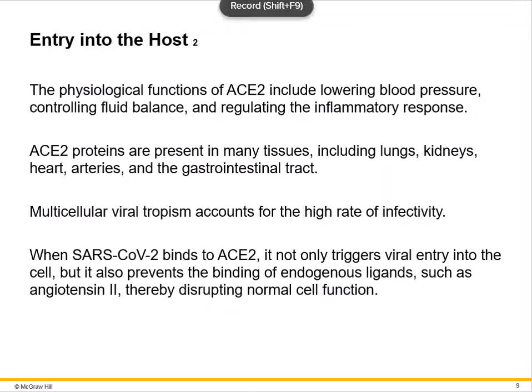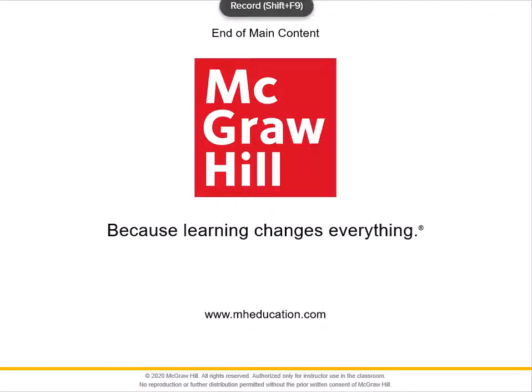During the infection of SARS-CoV-2, we will see some disruption of normal cell functions, primarily associated with the functions of ACE2, also happening during the disease. In the next segment of this class, we'll discuss some more epidemiological aspects of COVID-19 as well as prevention methods.